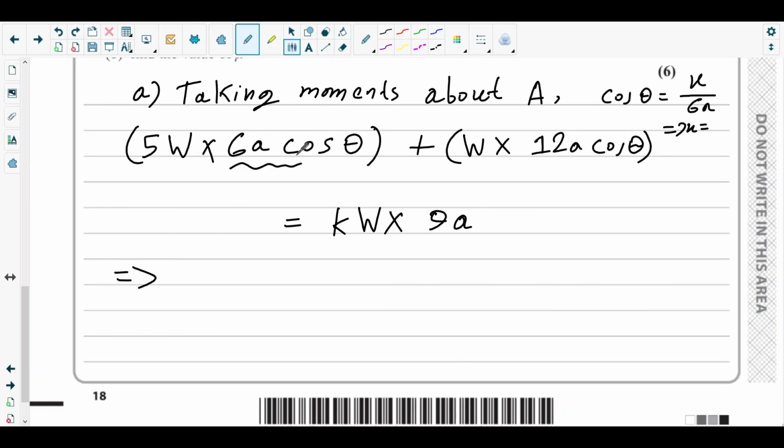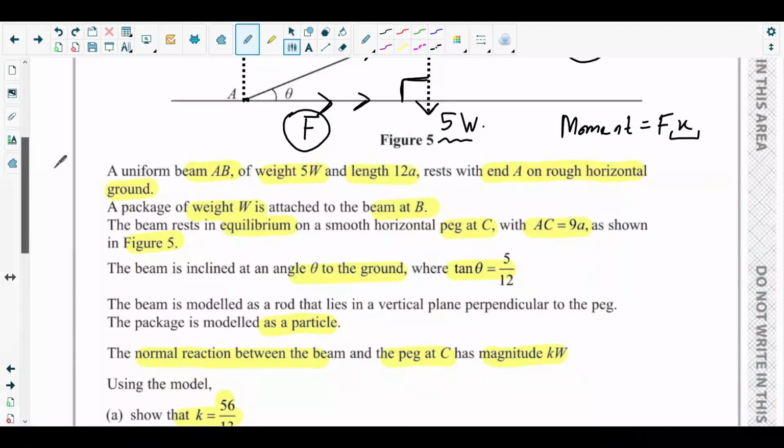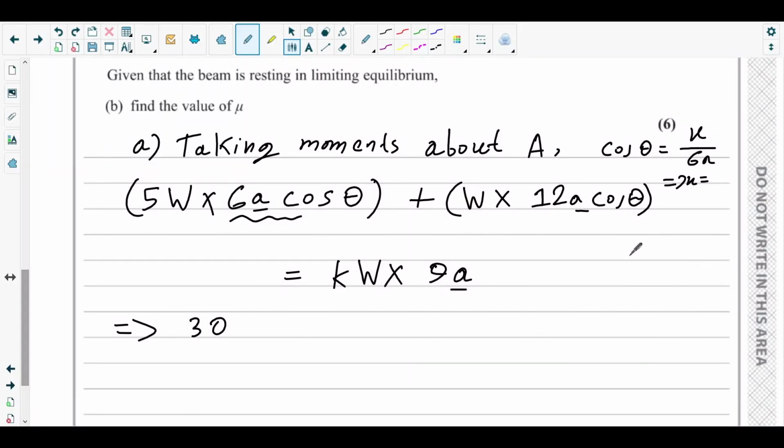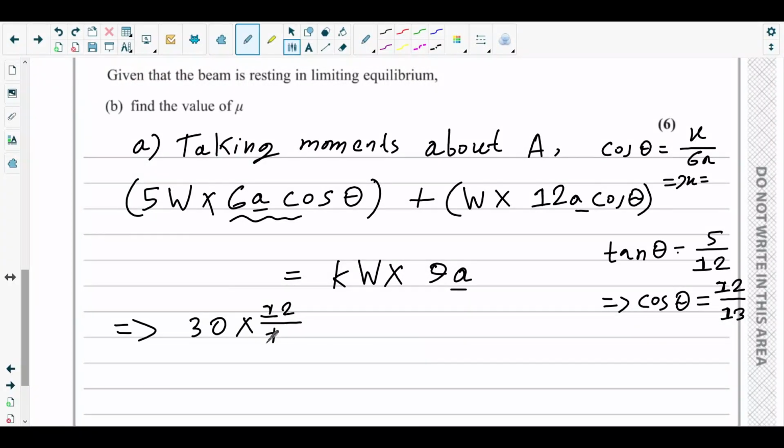W cancels from both sides. So 6 times 5 is basically 30. A also gets cancelled out. A there, A there, A there, they cancel out. So 30 times cos theta. The value for cos theta: tan theta is given as 5 over 12. Therefore, cos theta: tan theta is opposite side over the adjacent, cos theta is adjacent over the hypotenuse. So adjacent is 12. So cos theta is 12 over 13. Okay. So 30 times 12 over 13.